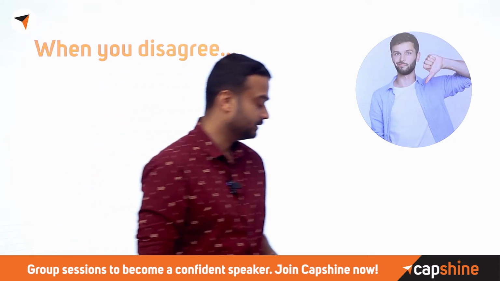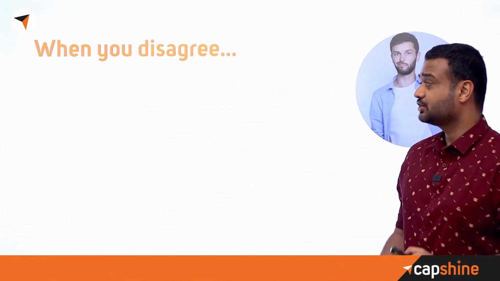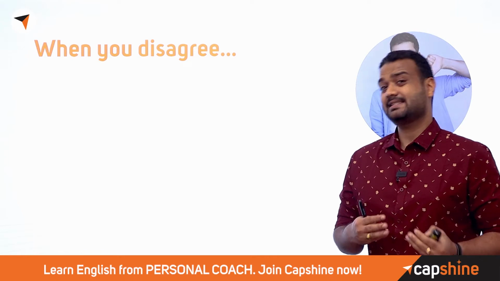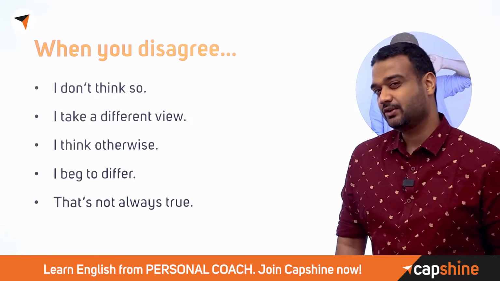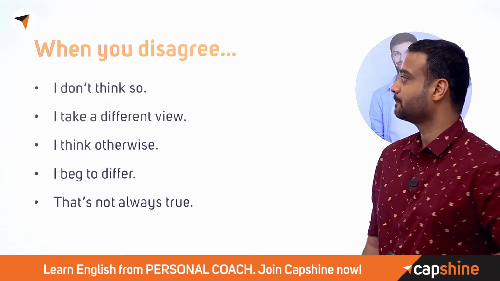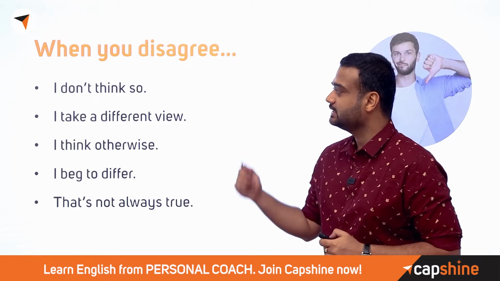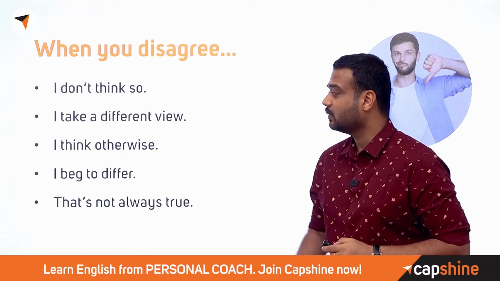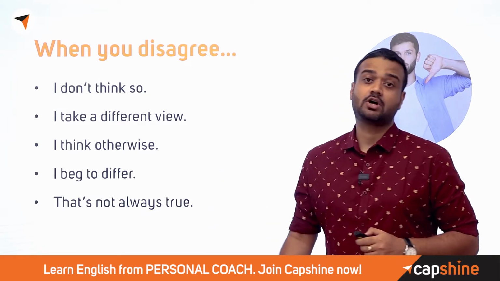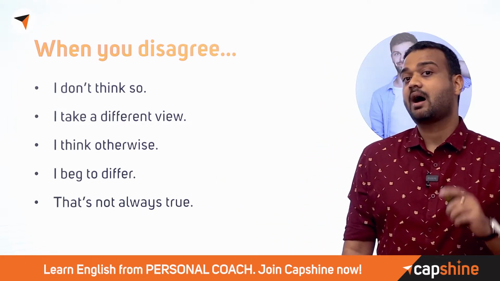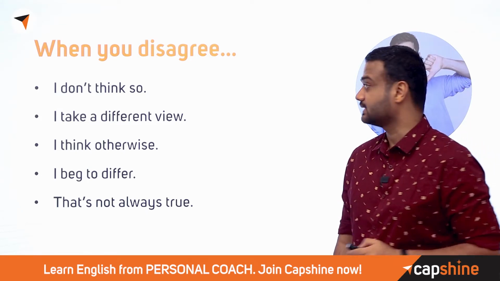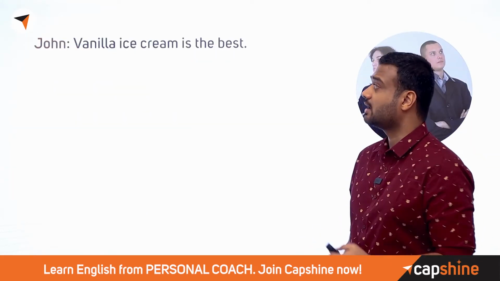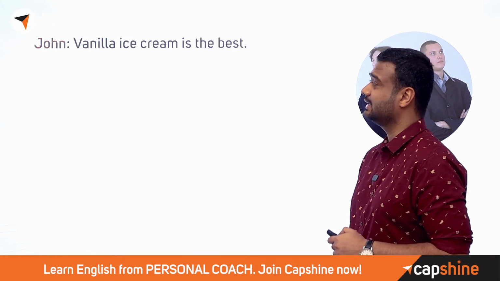What about disagreeing? If you want to disagree with someone, just as with agreeing, there are many phrases you could use to disagree in a way that doesn't make you disagreeable, where people will not hate you for saying that you don't agree with them. You could say things like, I don't think so. You could say, I take a different view. I think otherwise, I beg to differ, or that's not always true. All of these are ways to disagree with what someone says. For example, John could say, vanilla ice cream is the best.